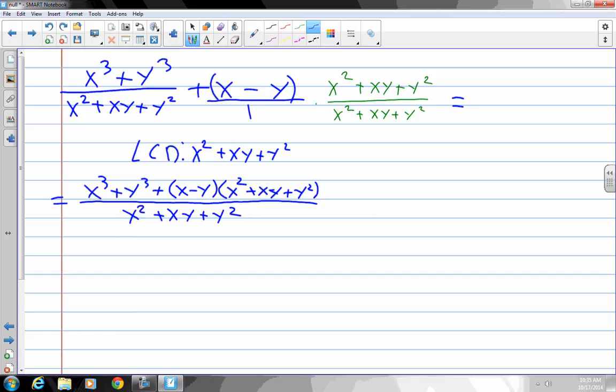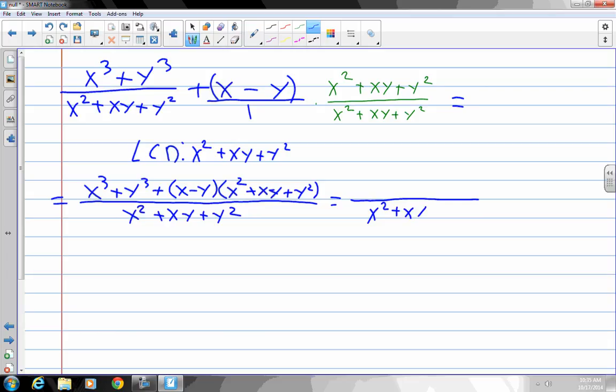Well, that's the idea, right? They have the same denominator now. So I can put them together by adding the numerators. Denominator stays the same. Denominator doesn't change when it's same denominator. So now I have to simplify the numerator.